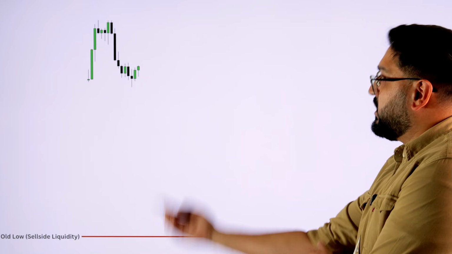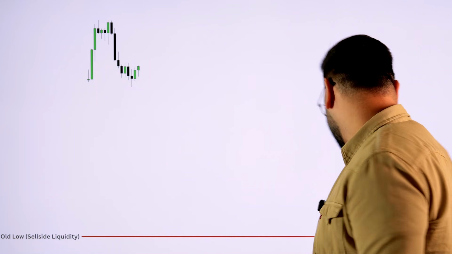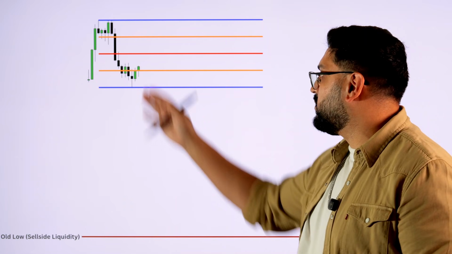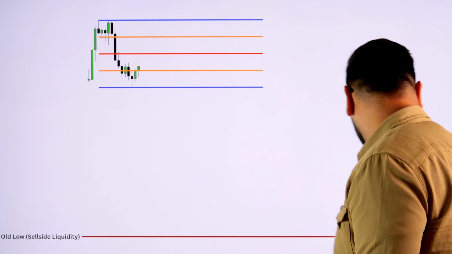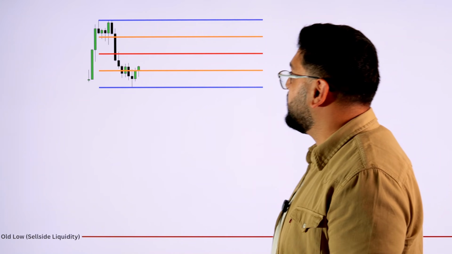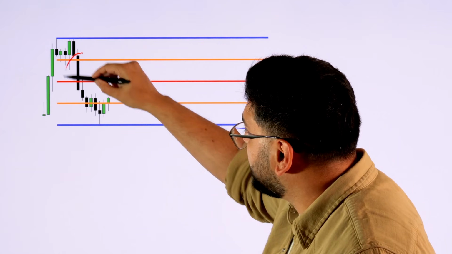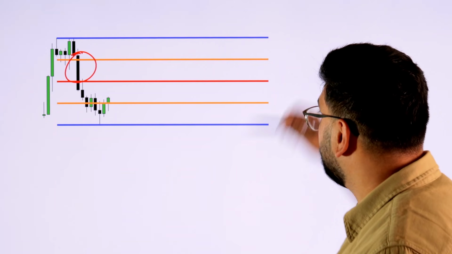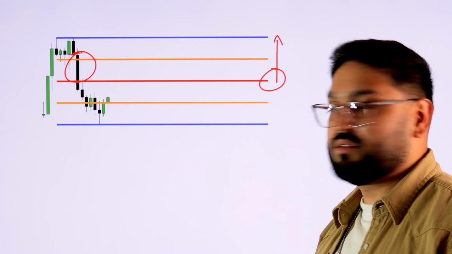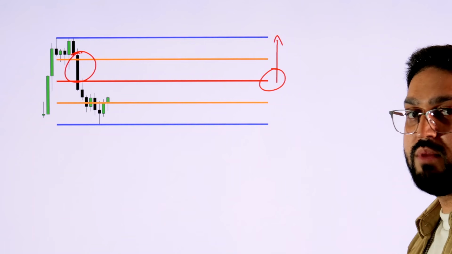Now we have the formation of a new dealing range, right? So we can plot this dealing range from the high down to the low. If we look carefully here, inside of this dealing range high and this dealing range low, we have a sell side imbalance here that sits above that 50 DRT level. So we're inside of a premium market.